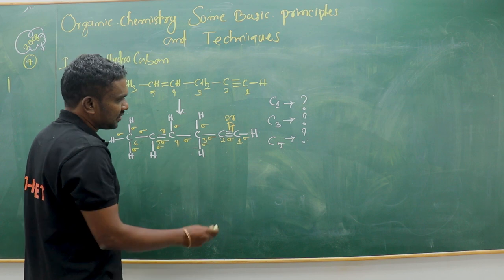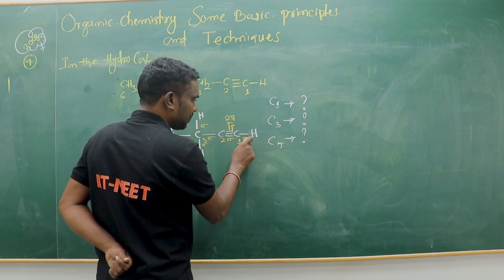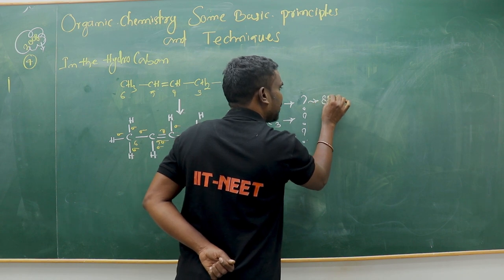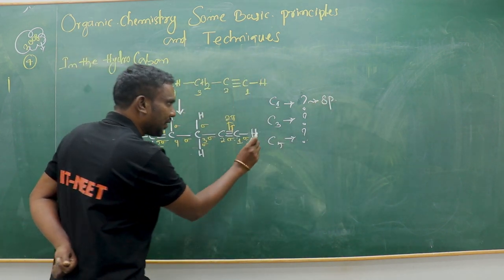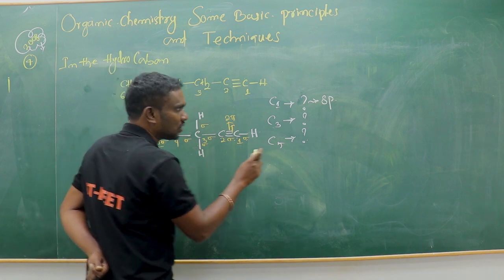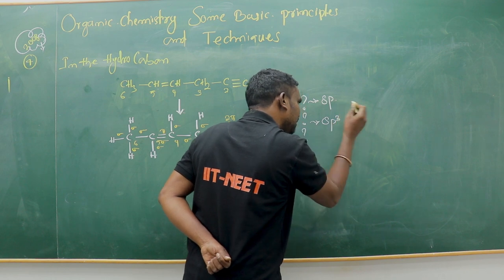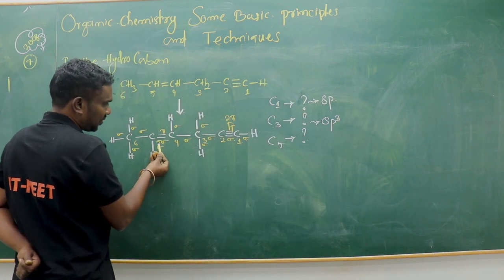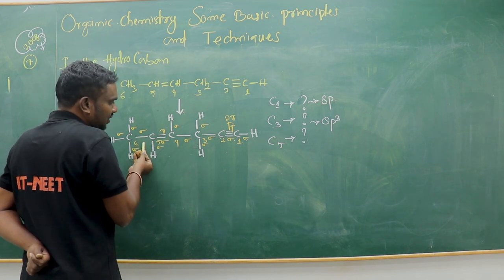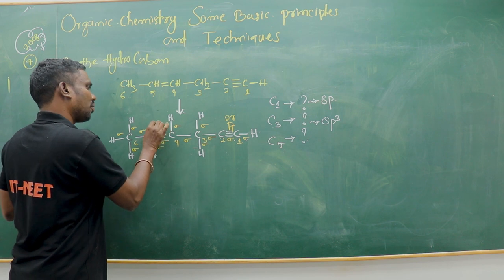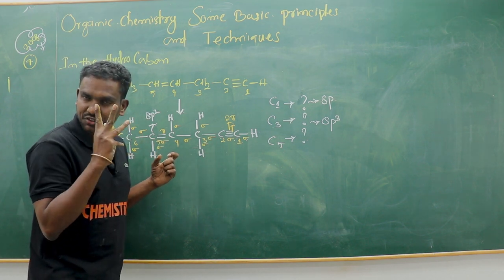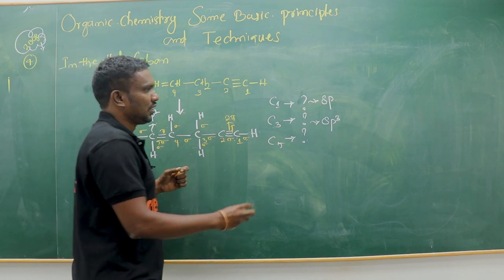Now observe carefully. The first carbon has how many sigma bonds? Two sigma bonds, one and two. So that is the reason it is sp hybridization. Next, C3: the third carbon contains four sigma bonds, which means sp3. Now the fifth carbon: in the double bond, one is a sigma bond and one is a pi bond, and the single bonds are sigma bonds. So this carbon has three sigma bonds, and that is the reason it is sp2.